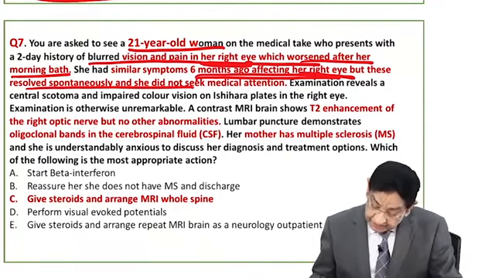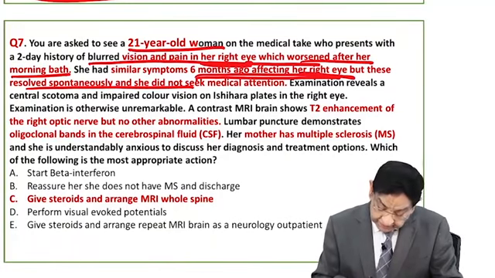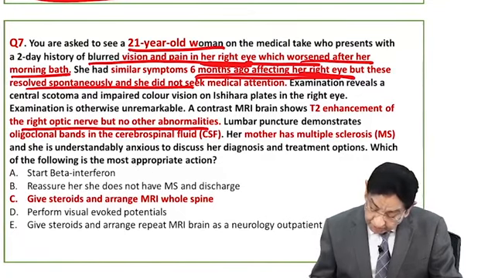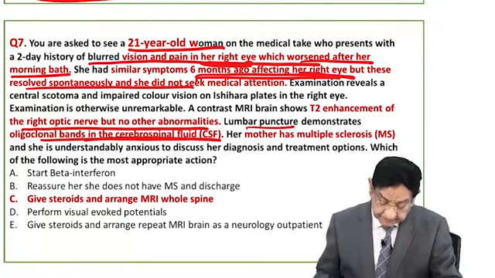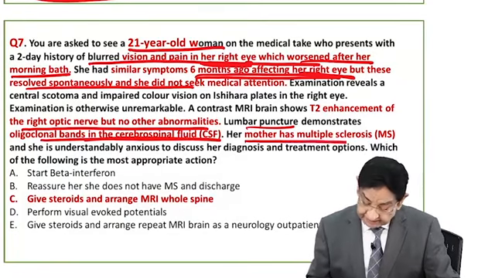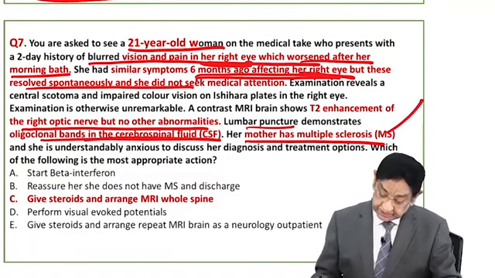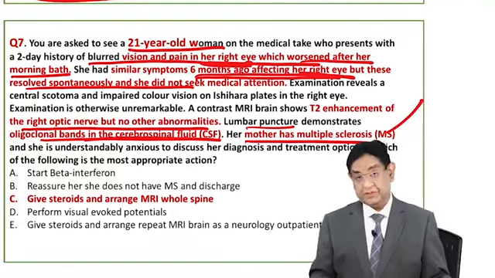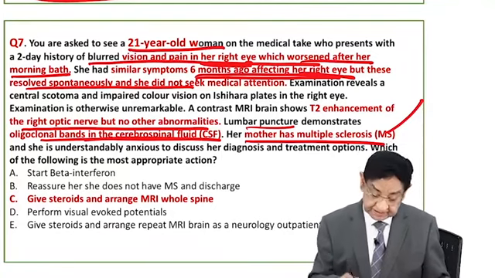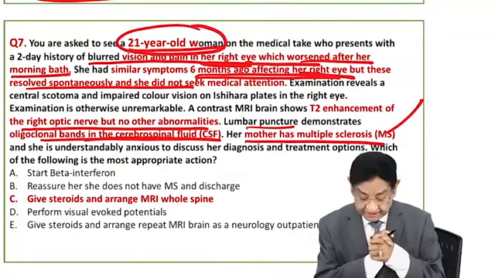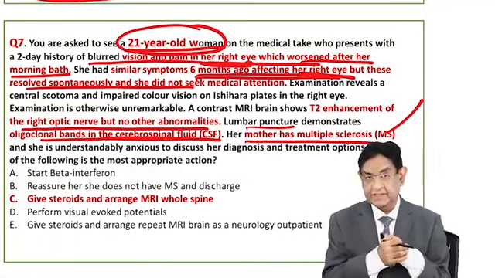Okay. Now if you look into the right optic nerve, there is not much of a problem, and lumbar puncture demonstrates oligoclonal bands in the CSF. Mother has multiple sclerosis, right? So, if you look into the question, she is a 21-year-old lady, which fits into the age group of multiple sclerosis.